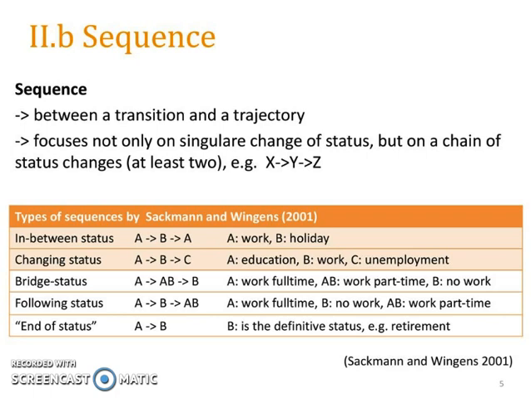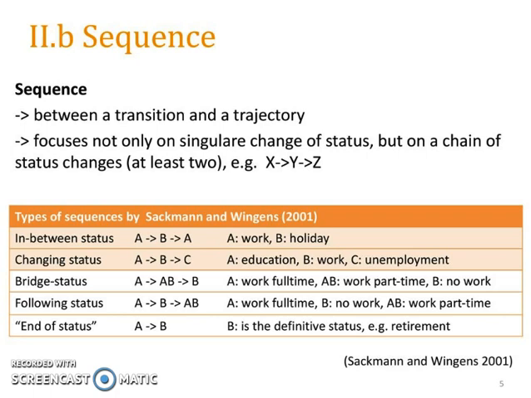In between status means like A. After A we will turn to B, and after that we will turn to A again. So it can be like work or a holiday. And the next one is changing status. Changing status means all the time changes, as you see. We were in the status of A, and after that we became B, and only after that we can become C. So imagine that A is education, B is work, and C is employment. As you see, we all the time change our status.